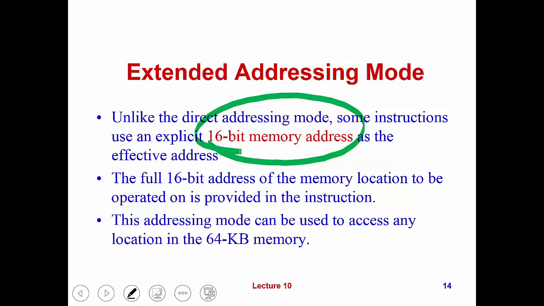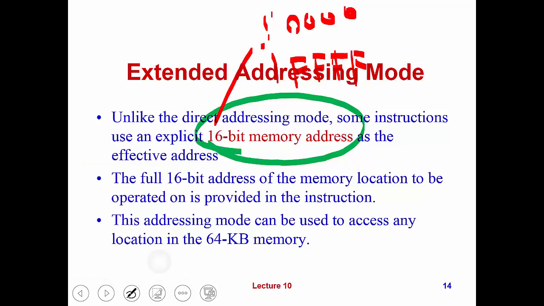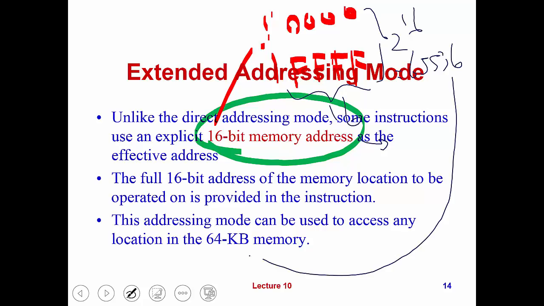Because you have a 16-bit address, that means what? The range is from 0000 to FFFF. Totally those are 16 bits. So in total that gives us 2 to the 16, which gives us 65,536 locations. That's simply called 64 KB. Each K is 1024. If you multiply 64 by 1024, that's equal to 65,536.